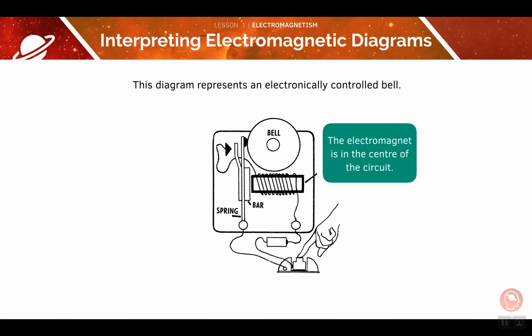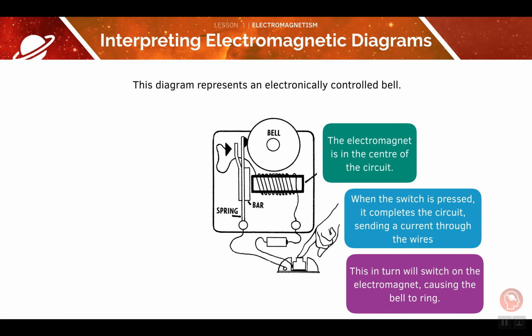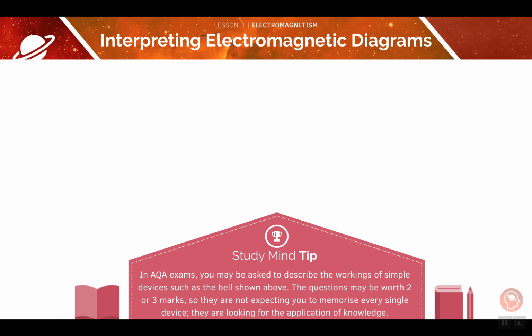This diagram represents an electronically controlled bell. The electromagnet is in the centre of the circuit. When the switch is pressed, it completes the circuit, sending a current through the wires. This in turn will switch on the electromagnet, causing the bell to ring. These kinds of questions are more to test your application of knowledge, rather than simply memorising different techniques.